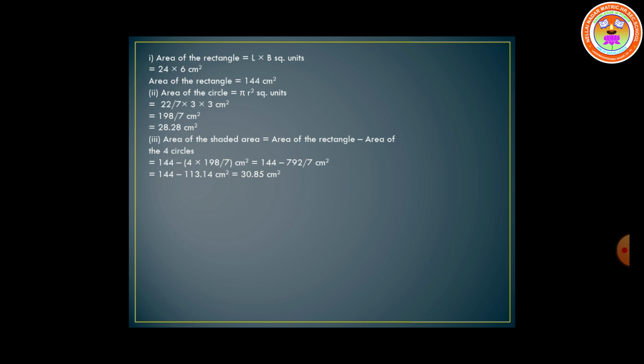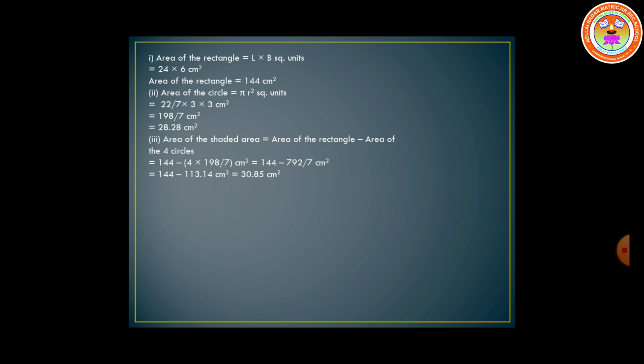Second one, area of each circle. So the area of the circle formula is pi r square square units. 22 by 7 into r, only 3 into 3. r square is there. That is 22 into 9 is equal to 198 divided by 7 is equal to 28.28 cm square. Next, the third question, the shaded area inside the rectangle.